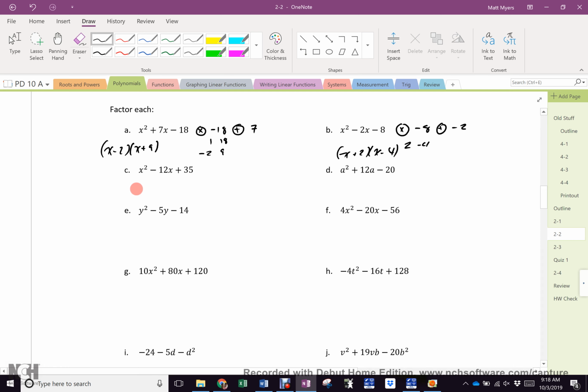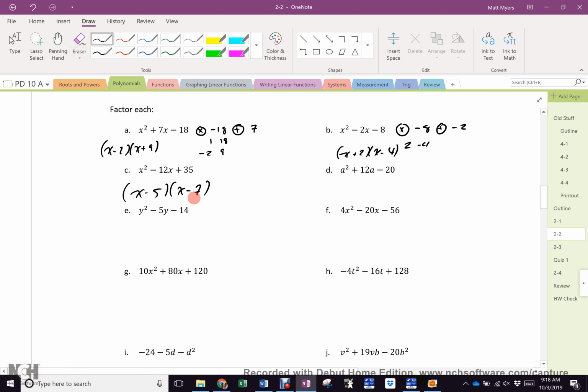Who thinks they have it? What's different about C? They're both negative. X minus 5, x minus 7, right? We all good? Okay. Something weird's going to happen in D.